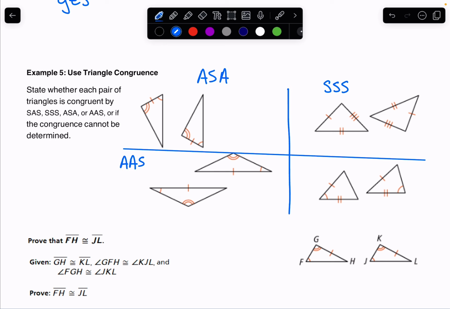And then finally, I've got a side, the included angle, and another side. Over here, I have a side, another side, and a non-included angle. So even though both of these triangles have 2 sides and an angle which are marked congruent, the position of the angle marked congruent is different. So they don't line up, and we cannot say that they are congruent by any of our congruence criteria. Once again, they might be congruent, but with the markings that are given to us, we can't say for sure one way or the other.